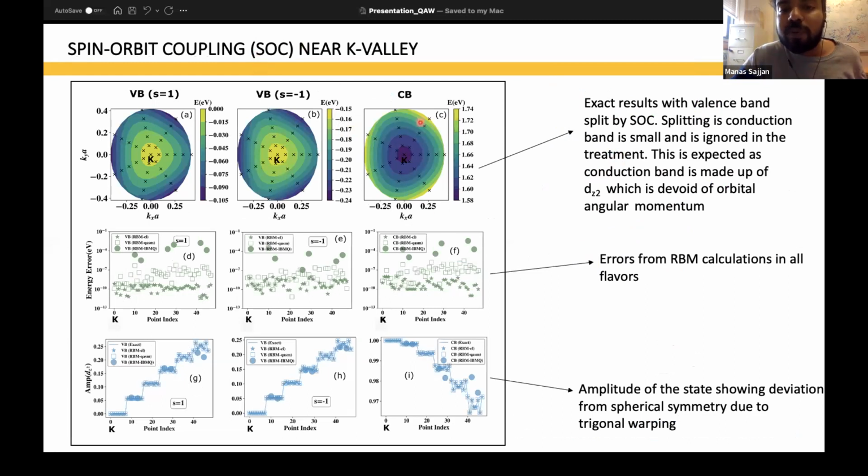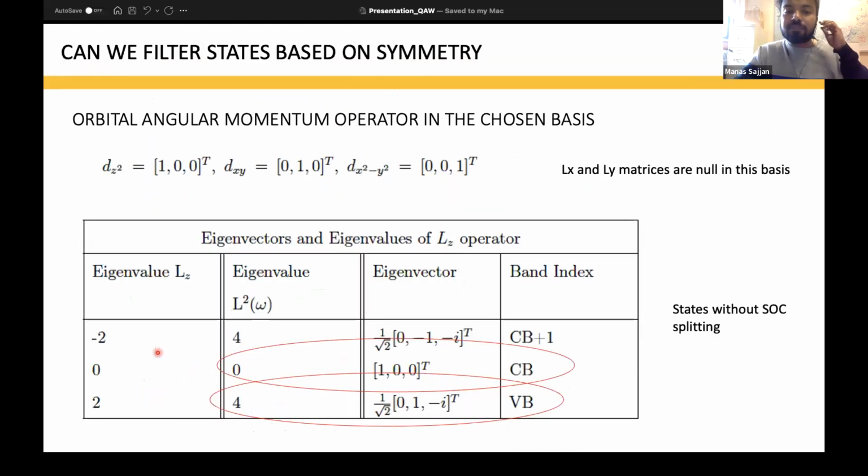And we can further include spin orbit coupling. The conduction band does not split much in this particular model, but the valence band does quite a lot. And we see that the energies of the two spin split valence bands can be computed with very low error, as well as the states; the amplitudes of the metal d orbitals on the spin split valence bands are also close to what they should be from the exact results.